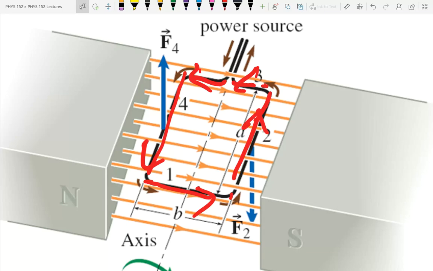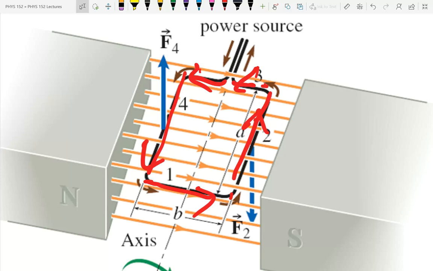Now, if we go to segment 2, doing the same thing, my current is that direction, my magnetic field is that direction, my thumb is pointing in or down, as shown by the arrow. Segment 3, current is that direction, magnetic field's the opposite. What's the angle between those? Technically, it's 180 degrees. The sine of 180 degrees is 0. There's no perpendicular parts. That's 0 force again.